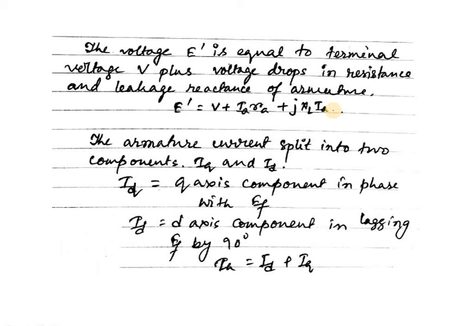So definitely, I have told you in the very first slide that IA is the armature current, which is the combination of ID plus IQ, that is the D-axis component of current plus the Q-axis component of current.